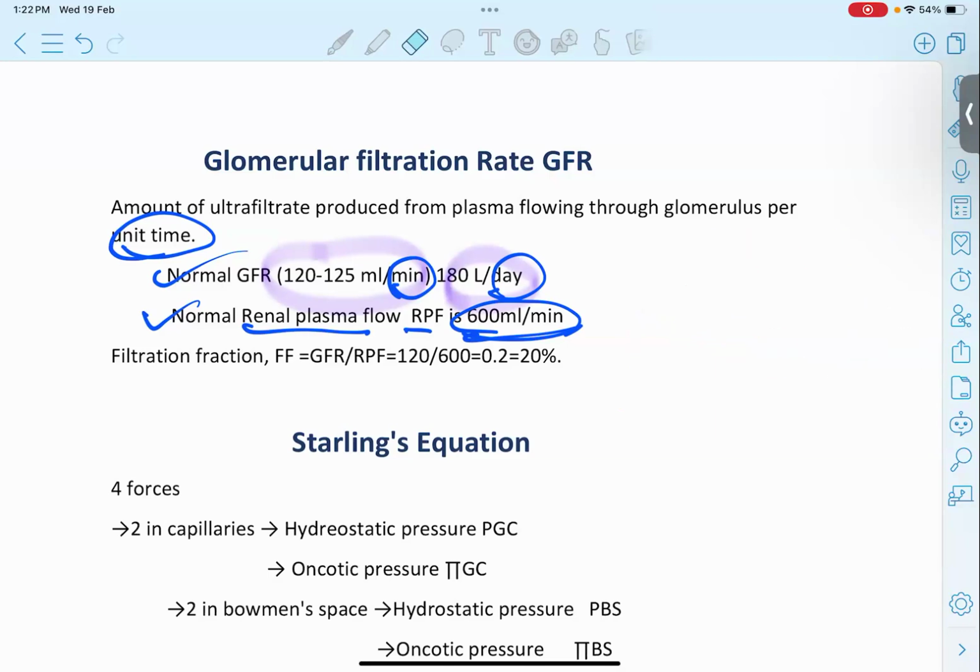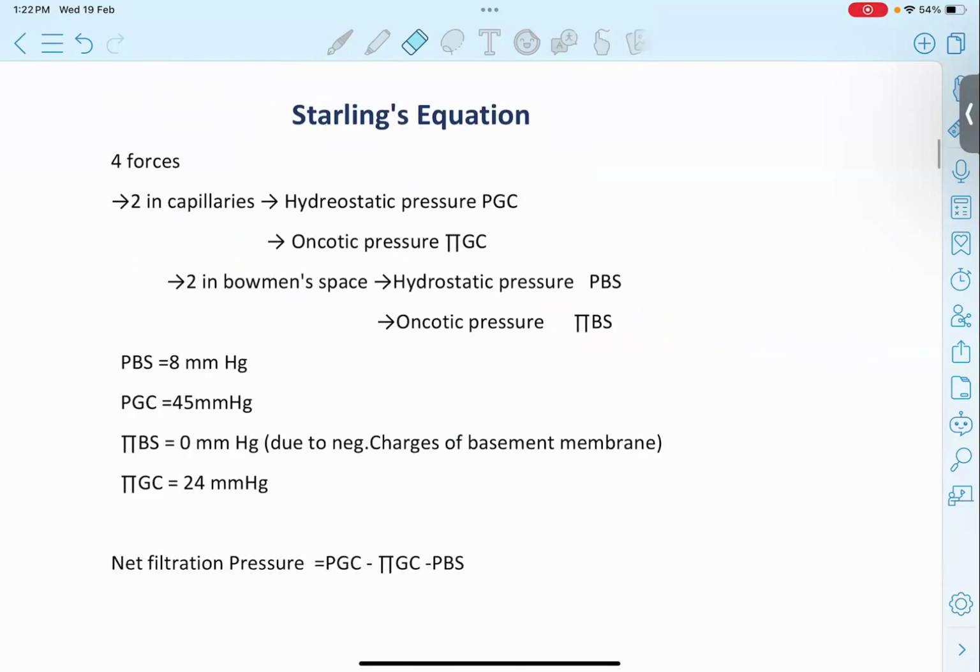Next, we will move into Starling's equation. I told you to do this one thing: write all the equations together. I don't know if any of you have done that, but again I suggest you do it. Write all the equations on a single page, so that before the exam you can just take a view. All the respiratory equations and renal equations, there are not more than 10 equations in the whole physiology section. So just write it on a single paper, that would be very helpful.